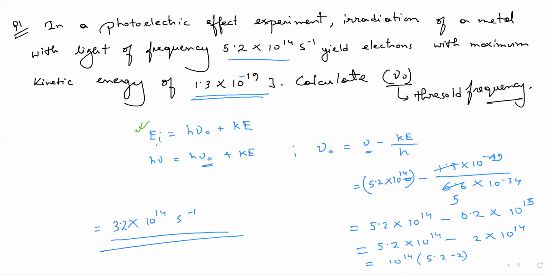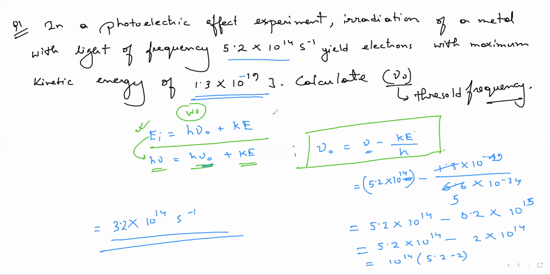Look, this is the formula. We know that h nu is W naught, and W naught we can write as h nu naught. This is kinetic energy. You have to find out nu naught. So can I write the nu naught value this way? Now the kinetic energy value is given, the h value you know, the nu value is given. Then after calculation you get this.